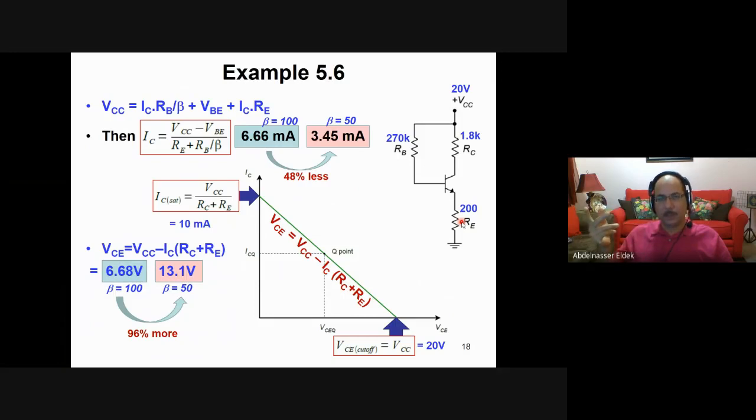If you use 200, you have to make all the resistors or resistance in ohm. If you use 270K, then you have to convert this one to make it 0.2K. Okay, be careful. So this 200 here is 200 or 0.2K. So if you use 270K, then you have to use this one as 0.2K. If you use this one 200, you have to use this one as 270,000 ohm. Okay, to be consistent. Then you calculate IC using this equation.